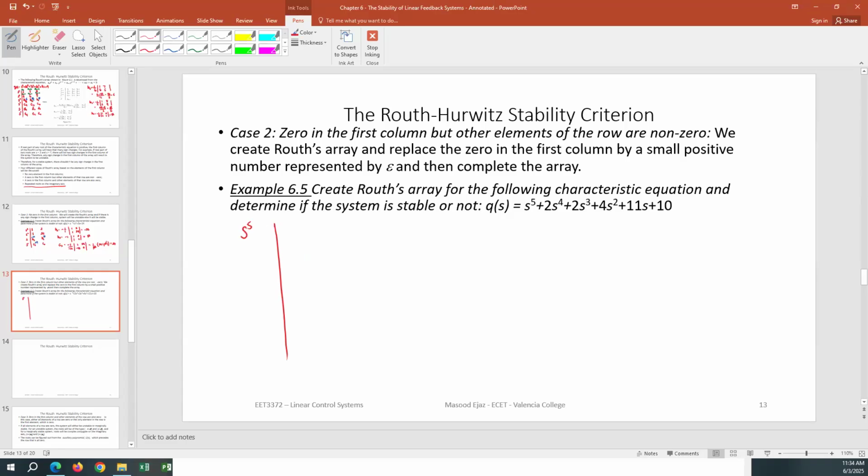S5, S4, S cube, S square, S, and S to the power 0. So you have 1, 2, 11 in the first row, 1, 2, 10 in the second... that is, 1, 2, 1, 2, 11, and then you have 2, 4, 10, and 2, 4.